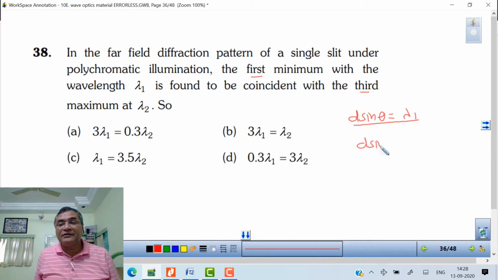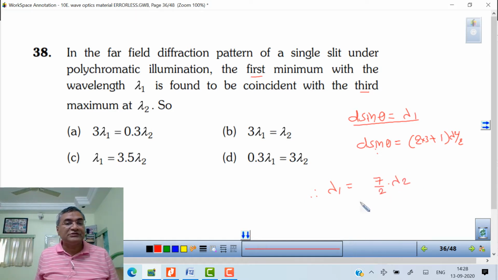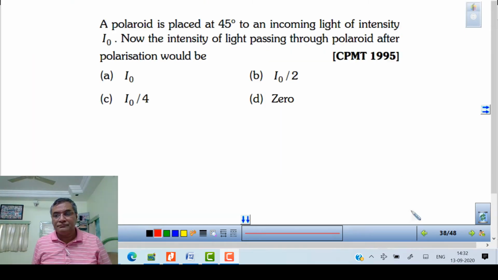So I can write the condition d sin theta for the third maxima, the condition is (2n plus 1) lambda by 2. Multiplied by 3 plus 1, so 7 lambda by 2. But this is lambda 2. So this angle is the same, this angle is the same, left side equals, so right side also equals. So lambda 1 is equal to 7 by 2 lambda 2. So this is the relation: lambda 1 is 3.5 lambda 2.